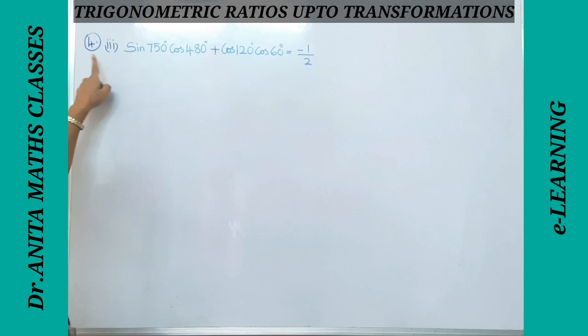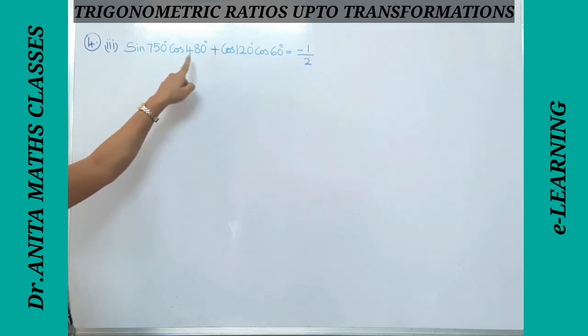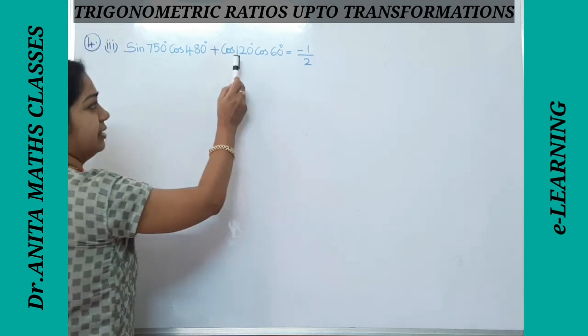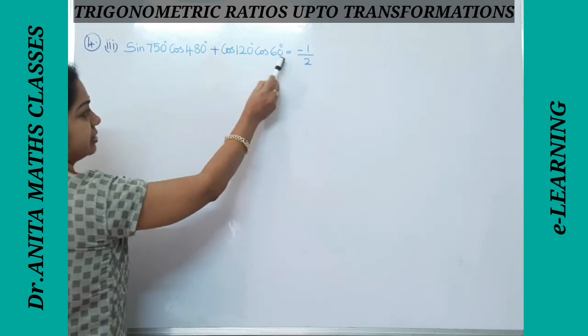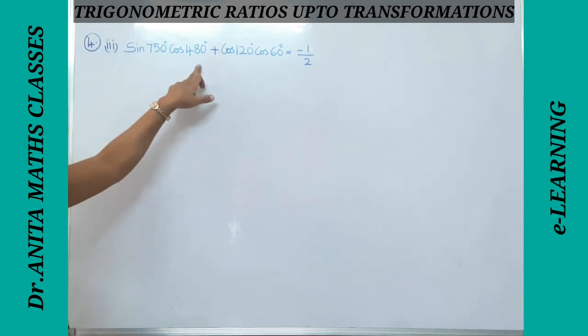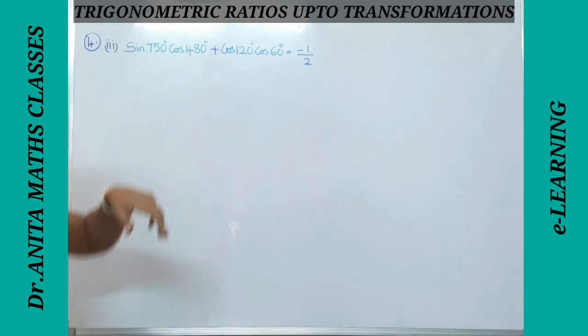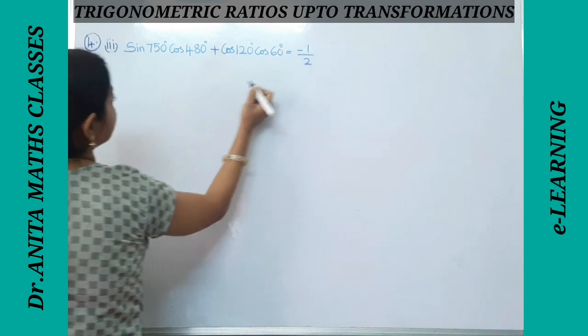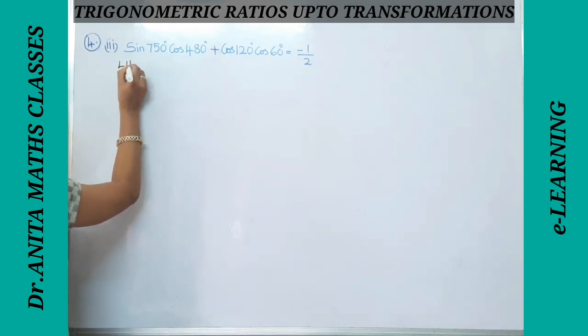See the third problem: sin 750 degrees cos 480 degrees plus cos 120 degrees cos 60 degrees. These are the simplified forms we got, but these are the bigger values, so we will reduce them into smaller values. That is equal to minus half, as given. Let us start with the LHS part.